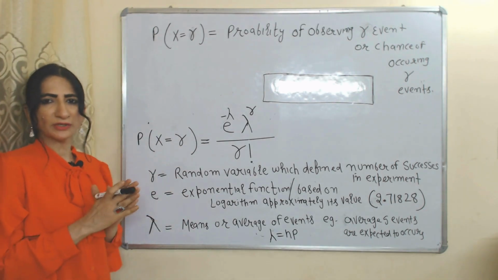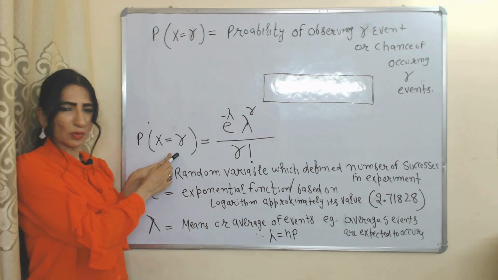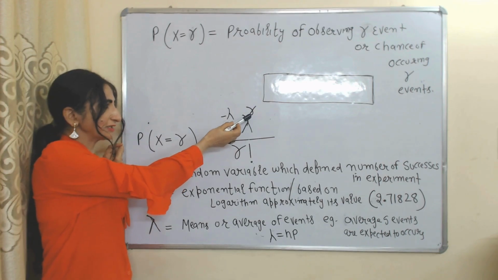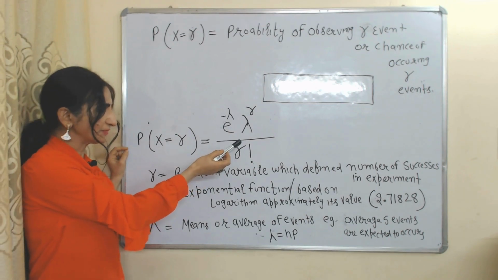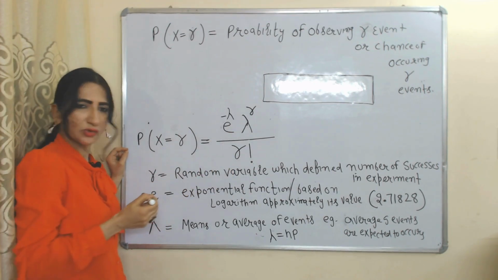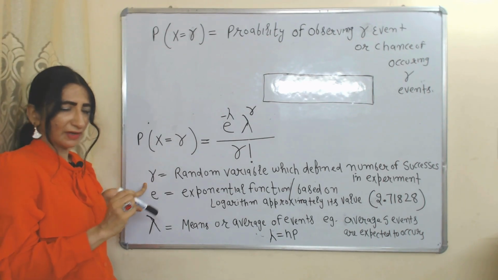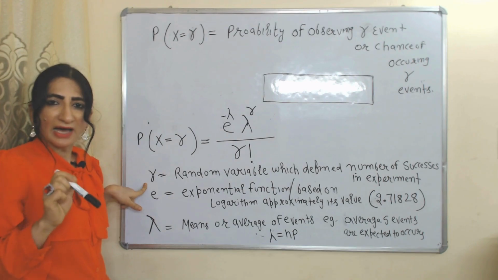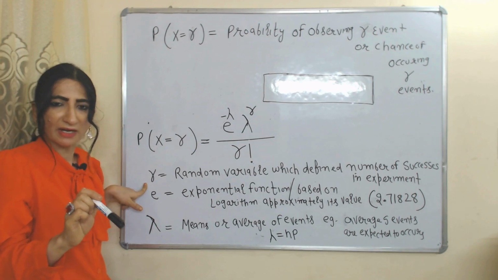Now we will see the formula to calculate Poisson distribution. P of X equal to r is equal to e raised to minus lambda, lambda raised to r, divided by r factorial. Here you can see r appears twice. What does r represent? R is a random variable which mainly tells us the number of successes in the experiment.